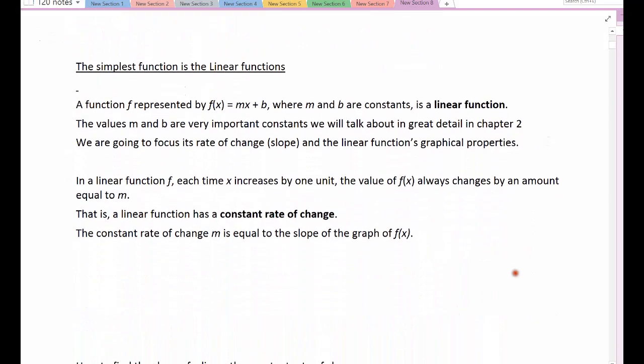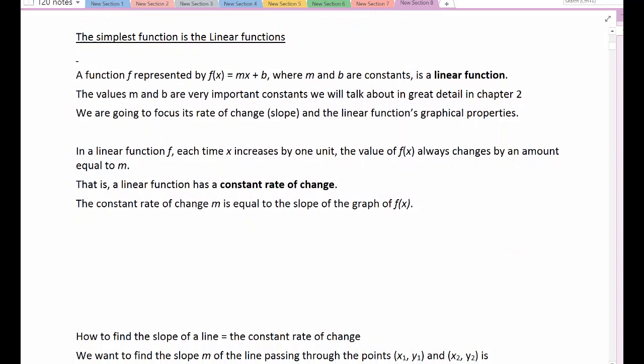Alright, so the simplest function, right, we talked about functions in the last few sections. So we're just looking at functions today in this section. So the simplest function is our linear function. A linear function f is represented by the function f of x equals mx plus b, and that should be a formula you're very familiar with. That's the slope-intercept form of a line, y equals mx plus b, where m and b are constants.